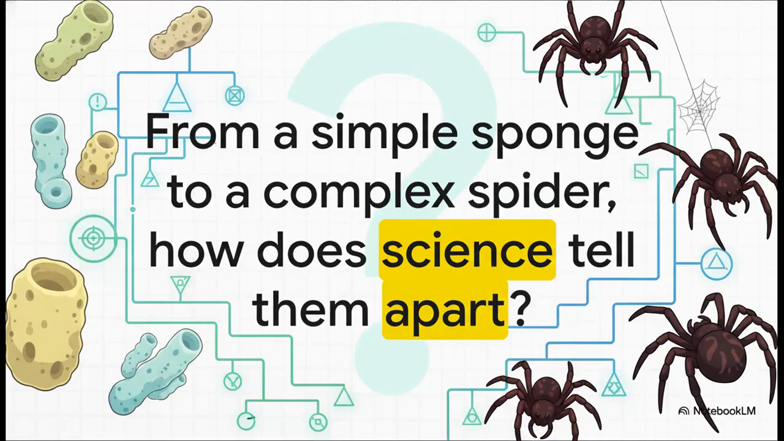So, here's the big question, right? When you look at an animal as simple as a sea sponge, and then you look at something as intricate and complex as a spider, how in the world do biologists even begin to tell them apart? What are the rules? How do they sort through millions of species? Well, that is exactly what we're here to figure out.